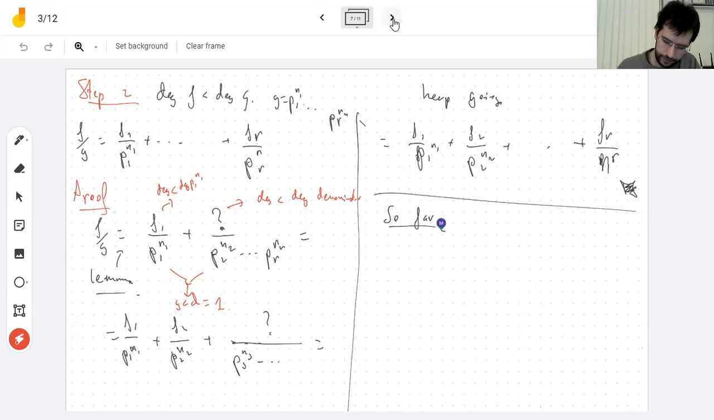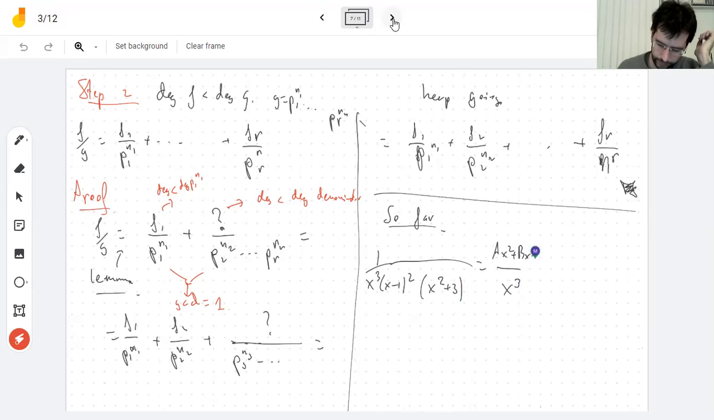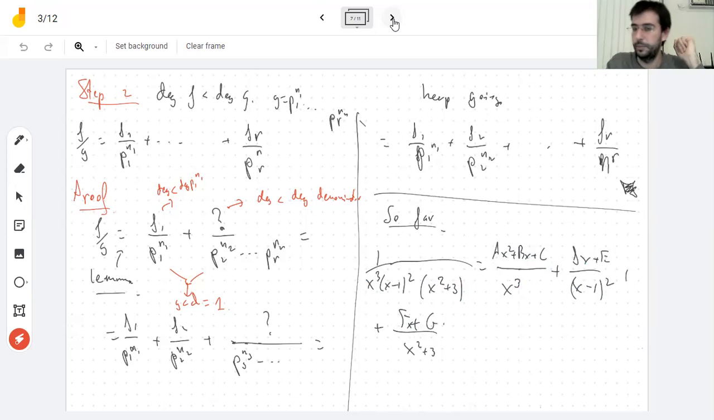So far, if I have the example I was looking at or something similar, what I know is that I can split it with x cubed in here, and x minus one squared over here, and x squared plus three over there. So not quite the partial fractions that we know and most definitely love. There's the remaining step three, which is to take this stuff or this stuff and split it into things that have constant numerator. So step three is easier than step two, but harder than step one.